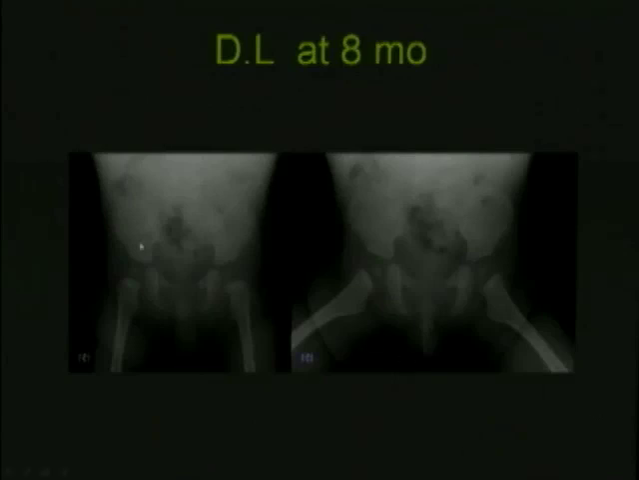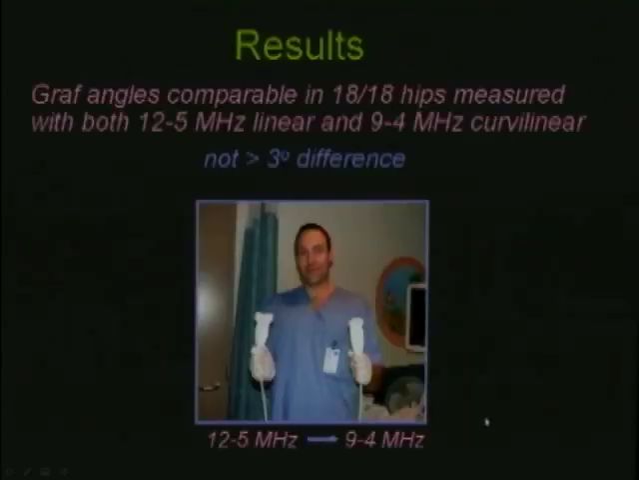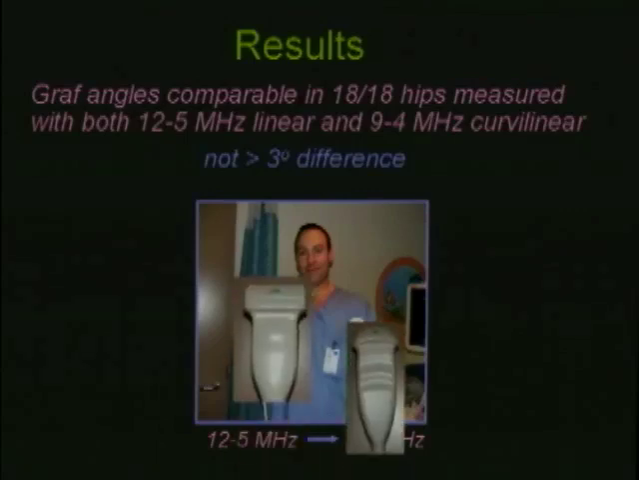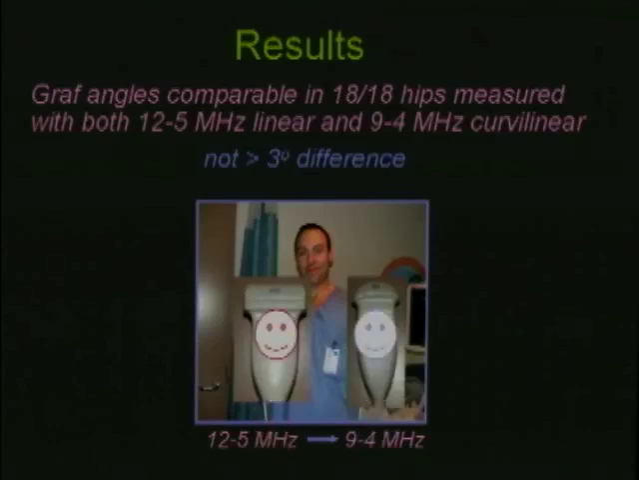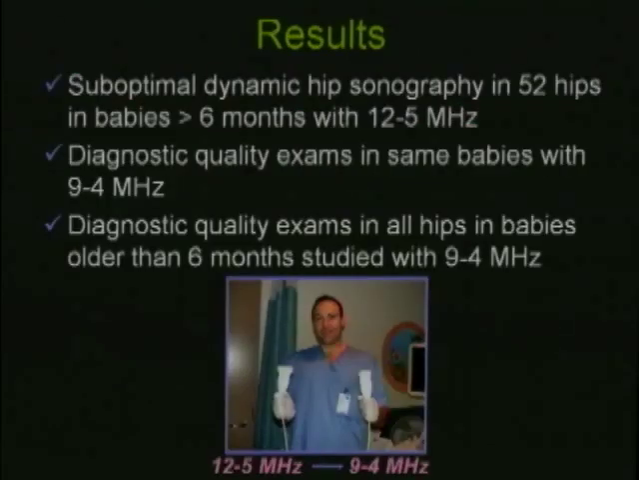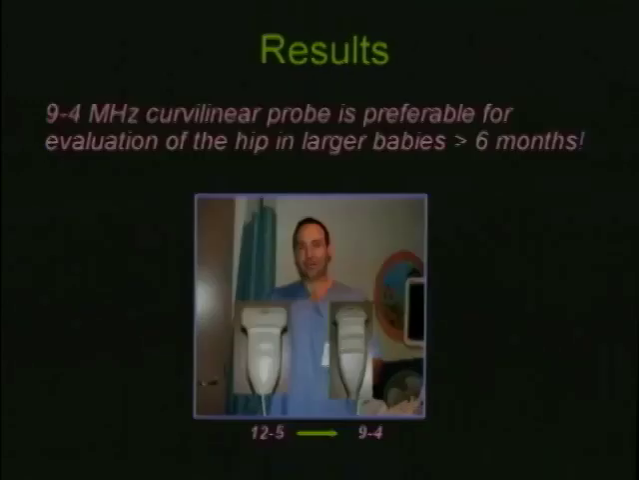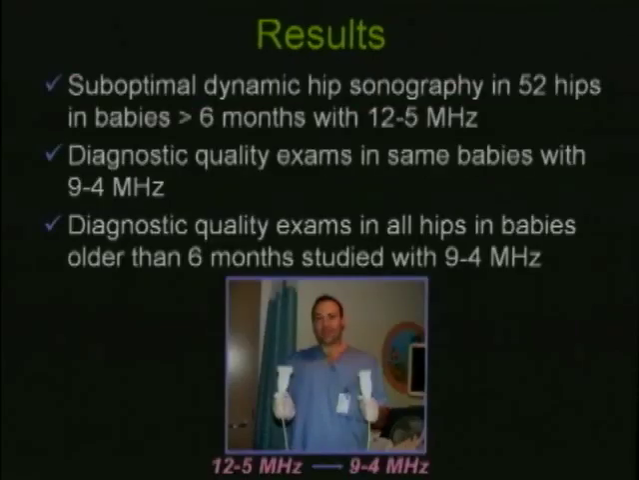And this is the baby at 8 months, and we could see that there are nicely formed ossification centers that look quite symmetric. So we found that the graph angles were comparable in 18 of 18 hips measured with both of the transducers. And so we started using the 9.4 probe routinely. We found the suboptimal dynamic hip sonography in 52 babies who were older than 6 months with the 12.5 probe, but we were able to get diagnostic quality exams in these babies with the 9.4.